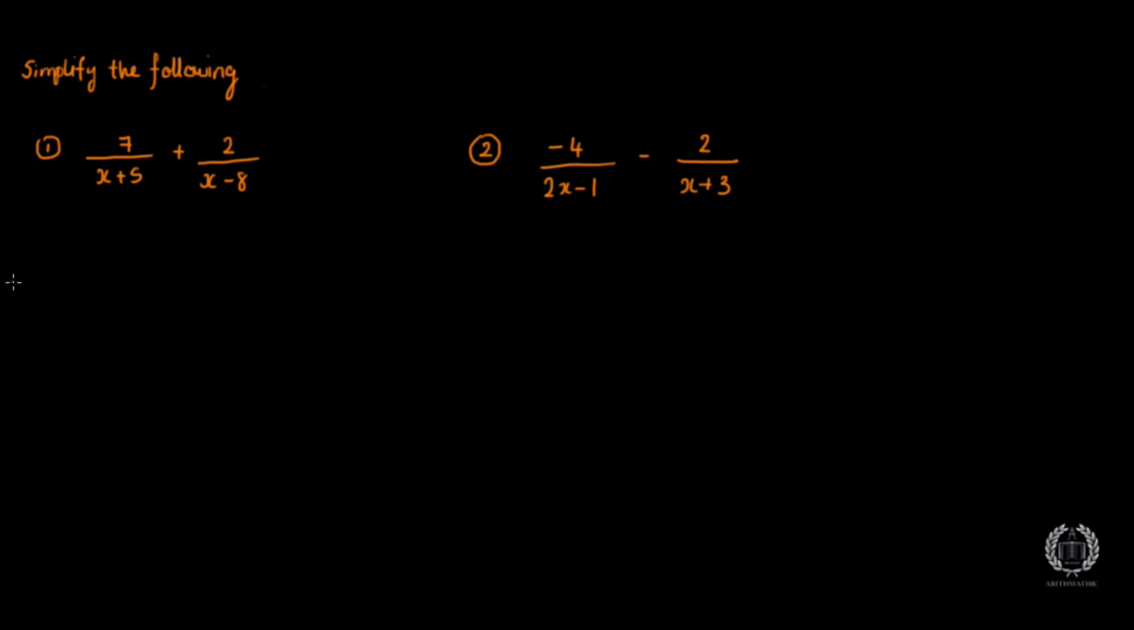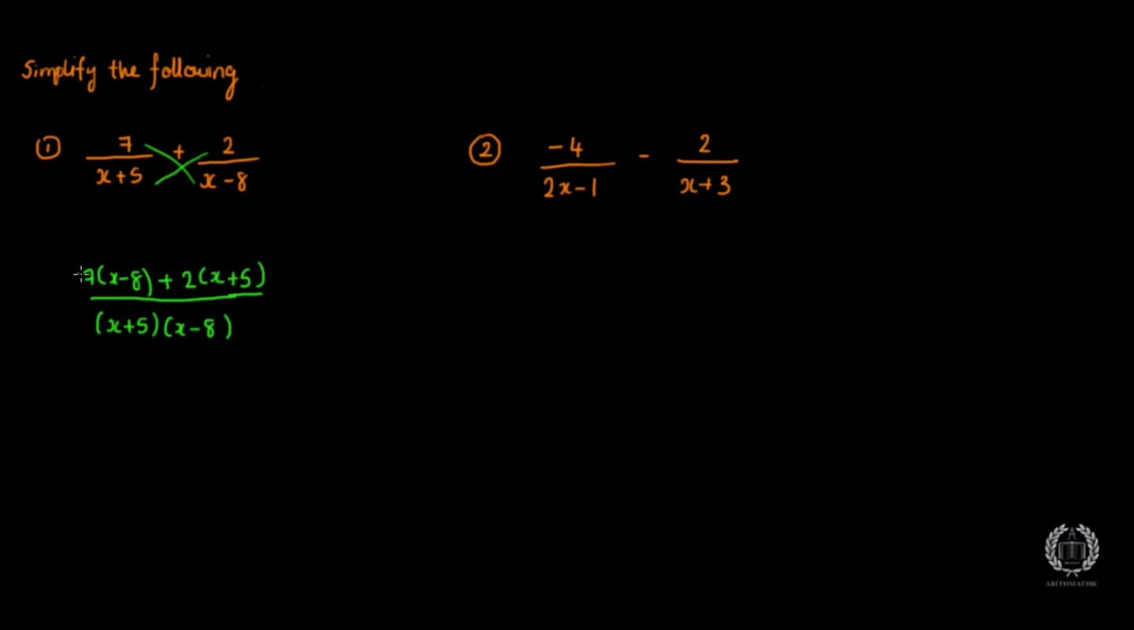So the first one, simplify the following. What we're going to do in this one is, again, find our lowest common multiple. In this case, it's just going to be the two denominators together, so x plus 5 and x minus 8. And then because there's a plus here, I'm going to put a plus in the middle. And then for me to get this bit, I'm going to do 7 times x minus 8, so 7 bracket x minus 8. And then for me to get this bit, I'm going to do 2 times x plus 5, so we're going to cross multiply.